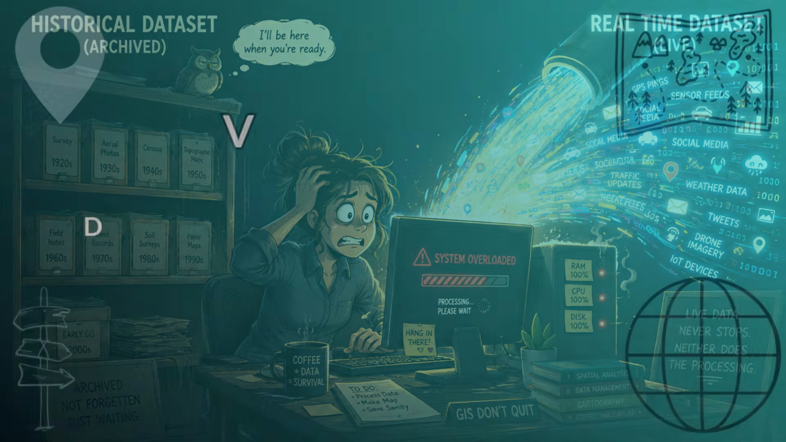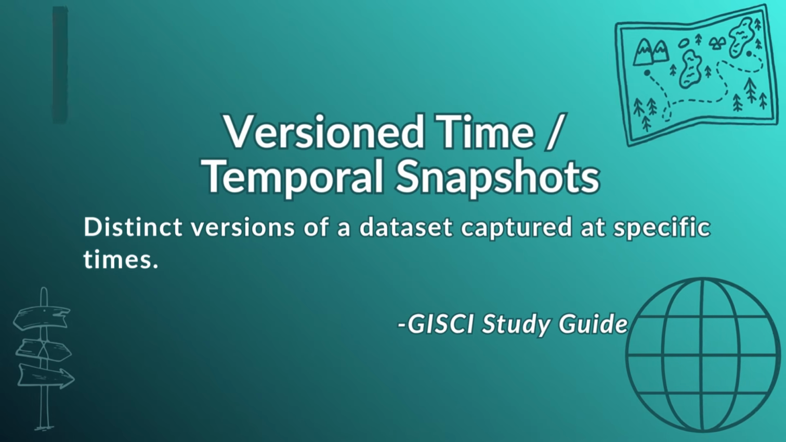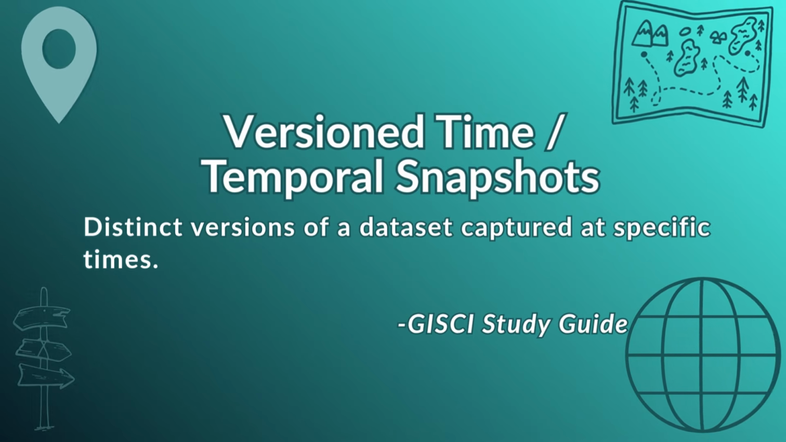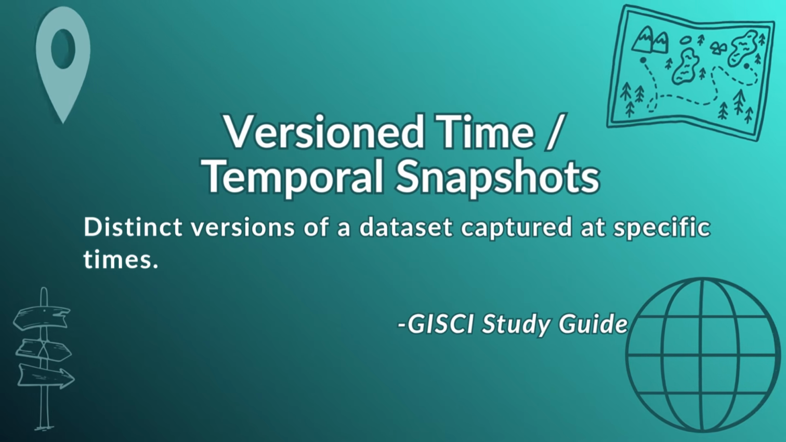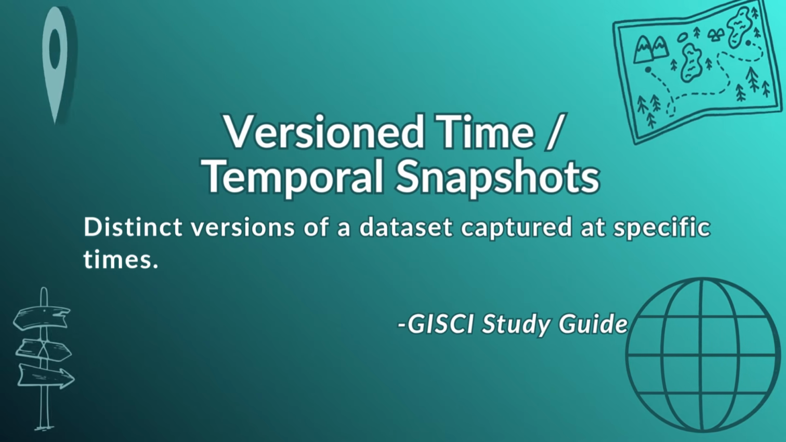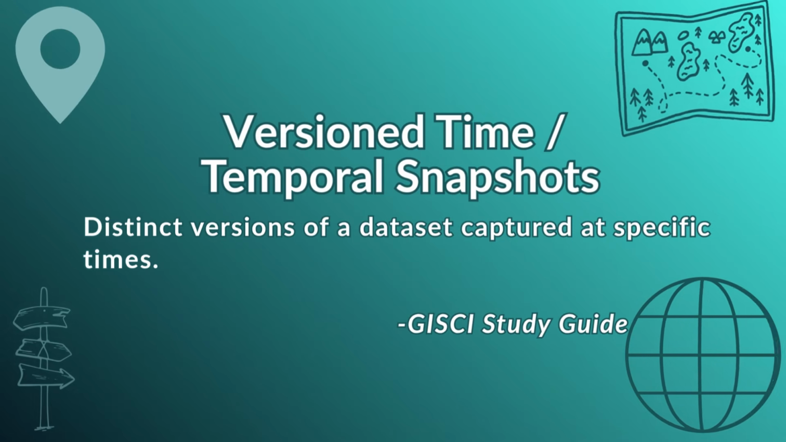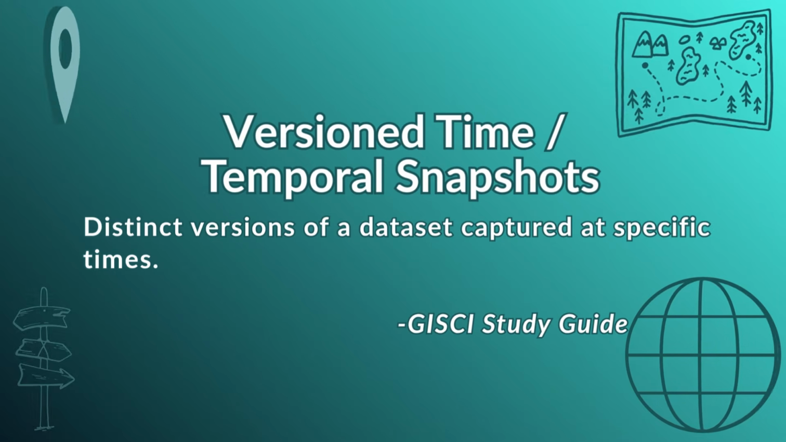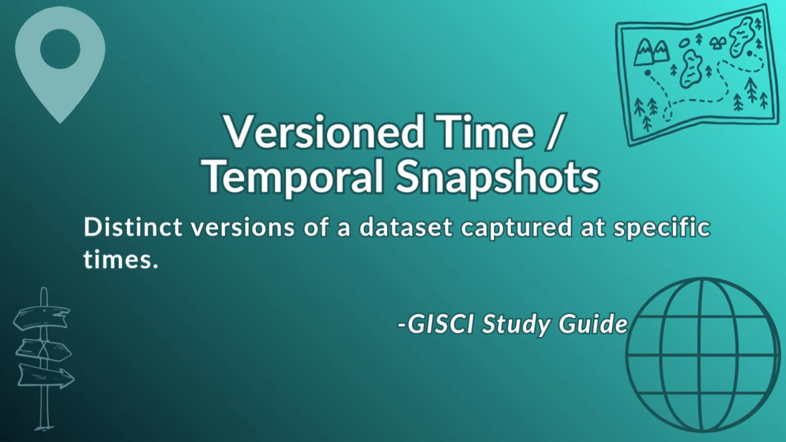Wow. But then you also have this hybrid approach, which is versioned time. Sometimes they call it temporal snapshots. I really want to dig into versioned time because this feels like a crucial concept for the exam. It's described as capturing distinct versions of an entire dataset at specific times, like tracking how city zoning revisions evolve over decades. It sounds like you are essentially saving alternate universes of a city's layout.